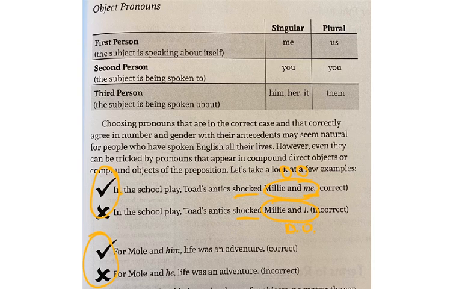Next example shows the correct way. For Mole and him, life was an adventure. That's correct, because what do we have here? We have for, preposition. Him, object of the preposition. We need the object pronoun, right? That's correct. Incorrect would be to say, for Mole and he, life was an adventure. No way. That's the subject pronoun. We need the object pronoun.